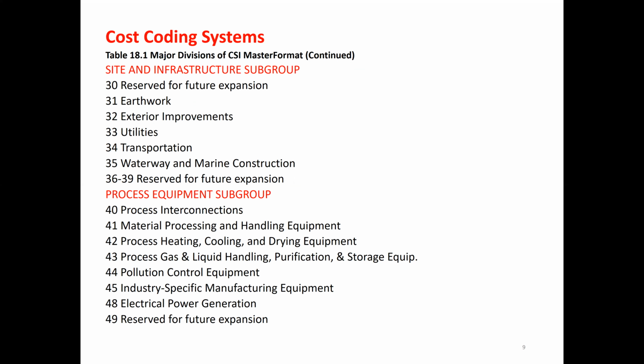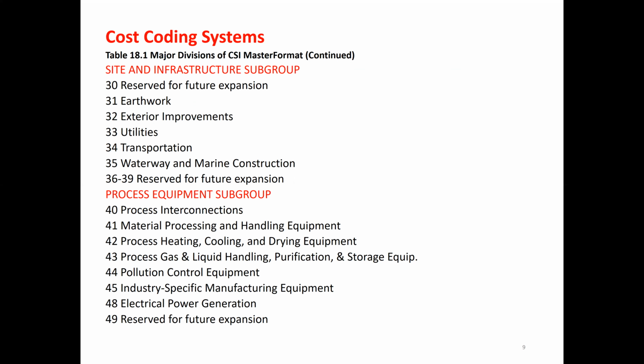42 is process heating, cooling and drying equipment. 43 is process gas and liquid handling, purification, storage equipment. 44 is pollution control equipment. 45 is industry specific manufacturing equipment. 48 is electrical power generation. 49 is reserved for expansion.